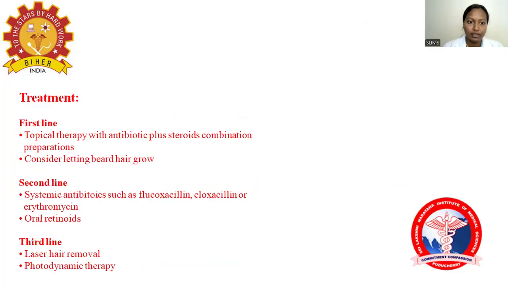So treatment, again, topical therapy with antibiotics. Rarely, to reduce inflammation, we can start steroids also. Second line, systemic antibiotics such as cloxacillin, erythromycin. Third line, laser hair removal.